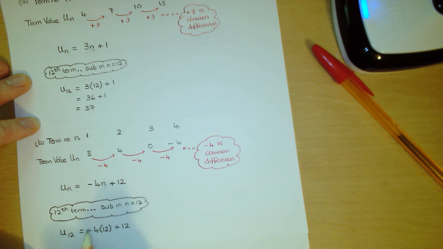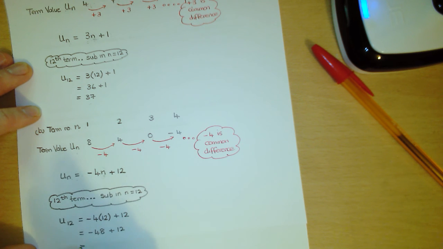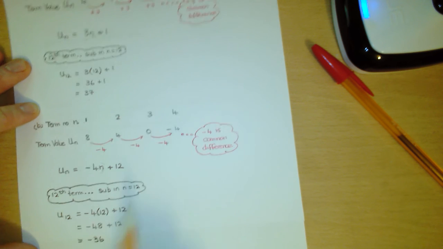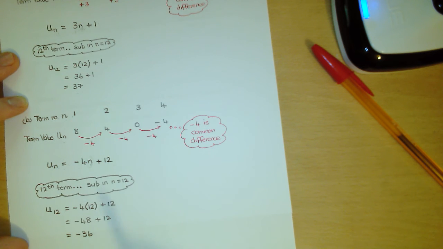We'll have to do our multiplying here first, so minus 4 multiplied by 12 is going to give us minus 48. And then we add on the 12, and then that's just going to give us minus 36. There you go. That will be the 12th term in our sequence. So if you kept writing this sequence out and then stopped once you got to the 12th term, you would find that it would be negative 36.